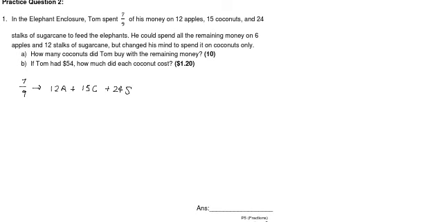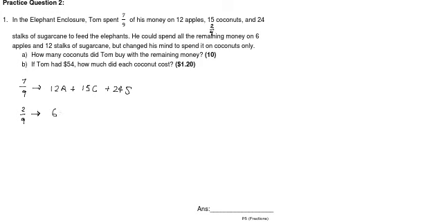He could spend all the remaining money. Remaining money in this case we know is 2 over 9. How do we know it's 2 over 9? Because 1 whole minus 7 over 9 gives us 2 over 9. He could spend all the remaining money on 6 apples and 12 stalks of sugarcane, but change his mind to spend it on coconuts only.